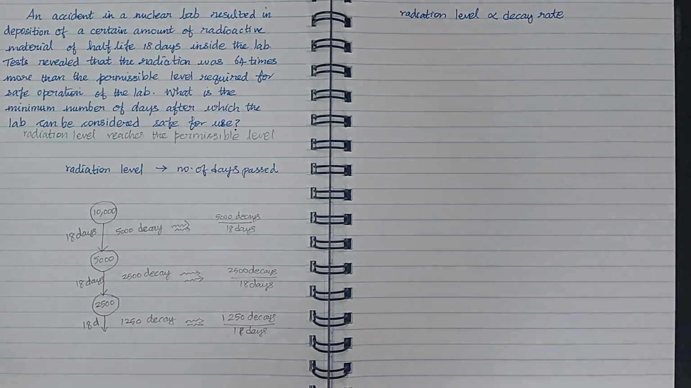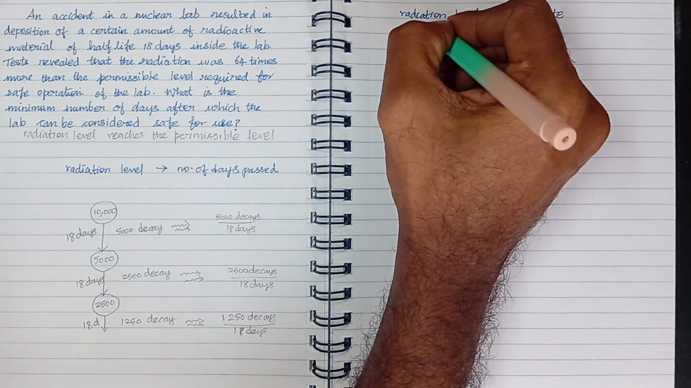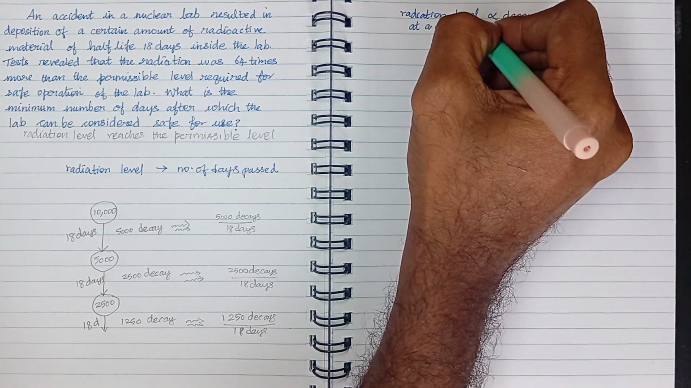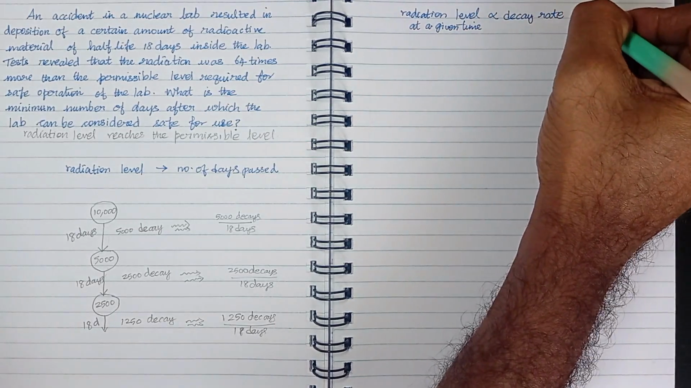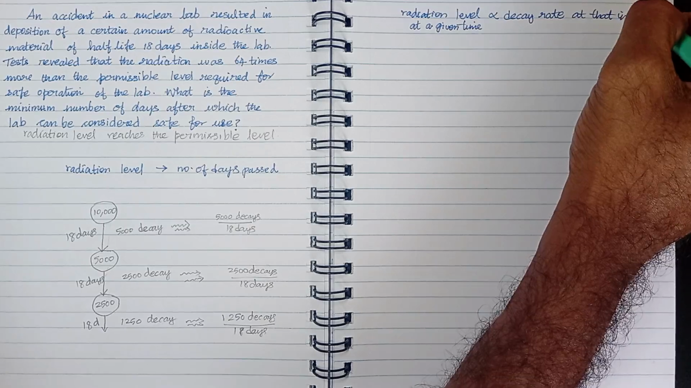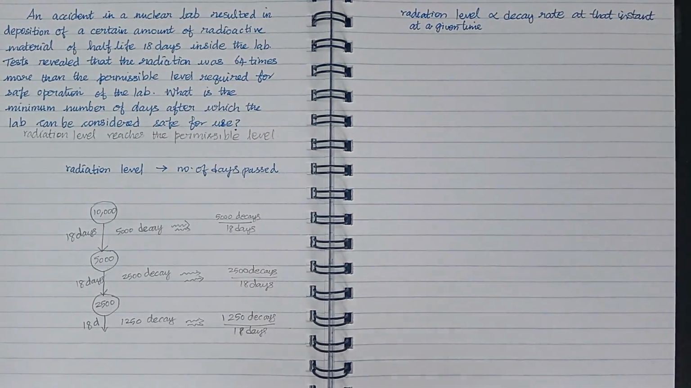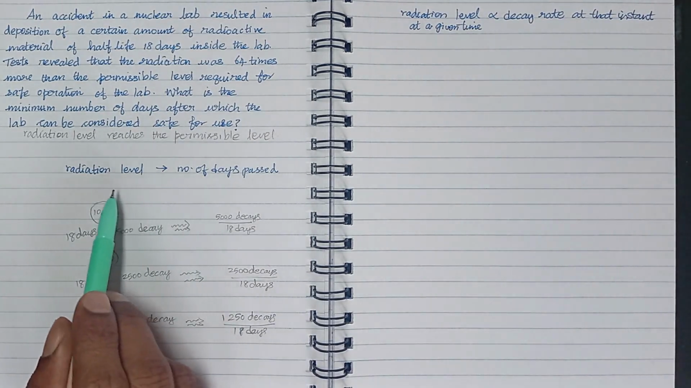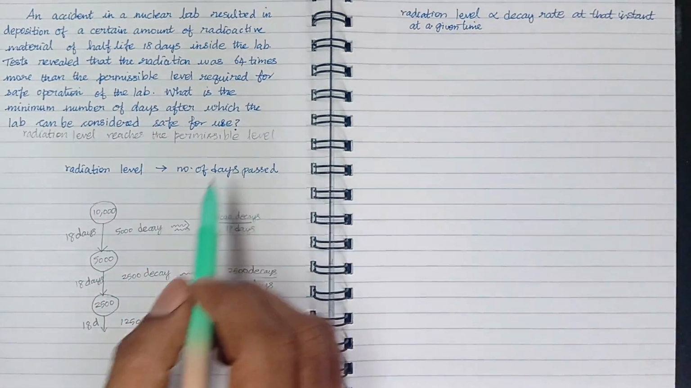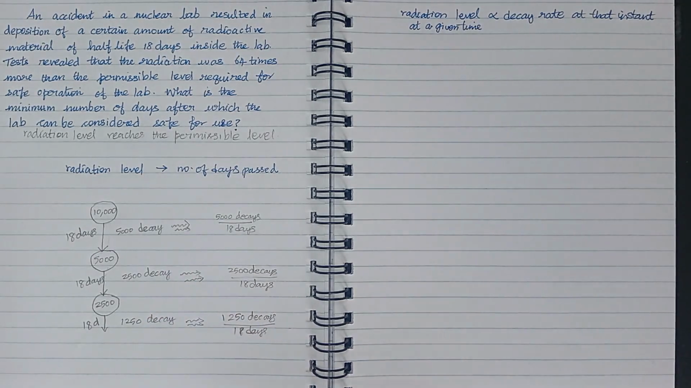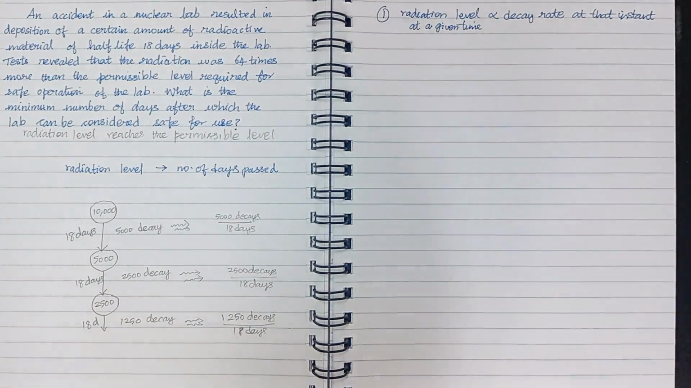Here the radiation level at a given instant, at a given time, is directly proportional to the decay rate at that instant, the instantaneous decay rate. Because these decays are the source of radiation, the radiation level is directly proportional to the rate at which the decays happen. So this is the first thing we need to understand.